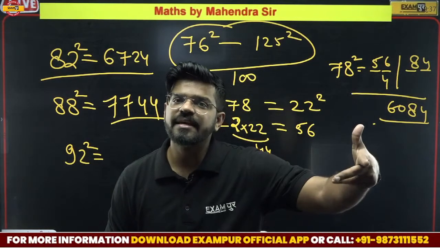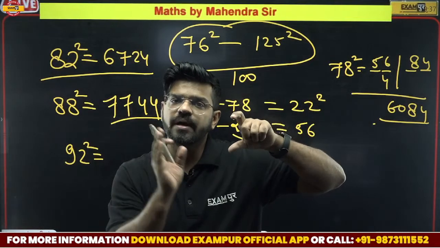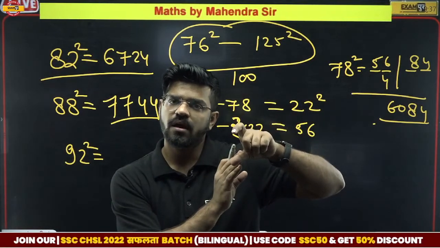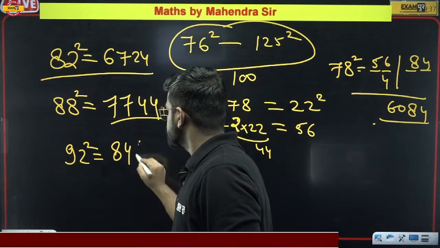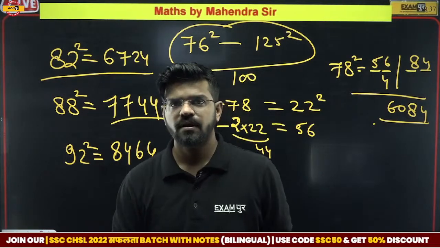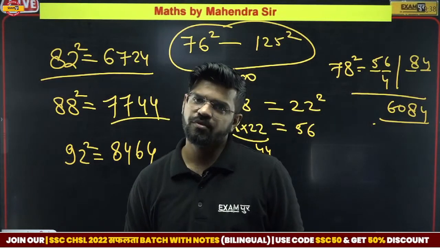Now double the 8, it will be 16. 100 minus 16, okay, 84. So 84, 64. Simple.